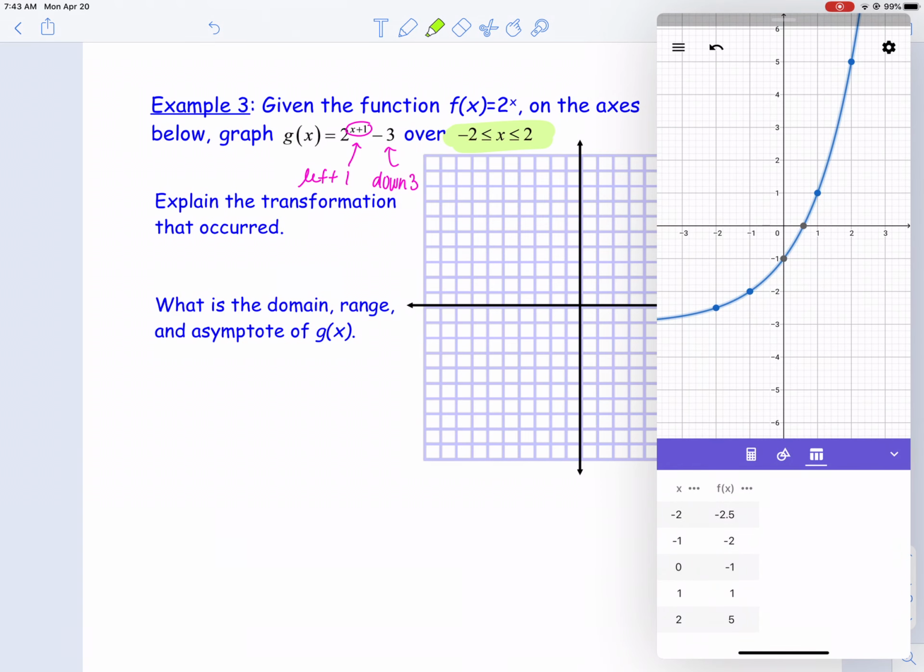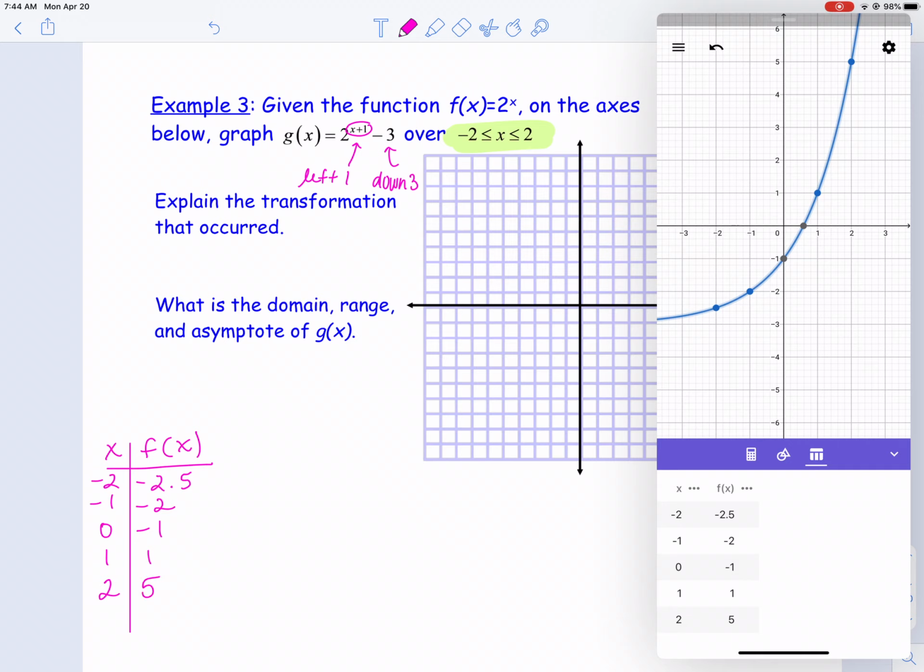Okay. So I'm going to set up a little table for myself. I'm going to say, okay, x and f of x. And I have to go negative 2, negative 1, 0, 1, 2. At negative 2, I'm at negative 2.5. I'm at negative 2, negative 1, 1, and 5.